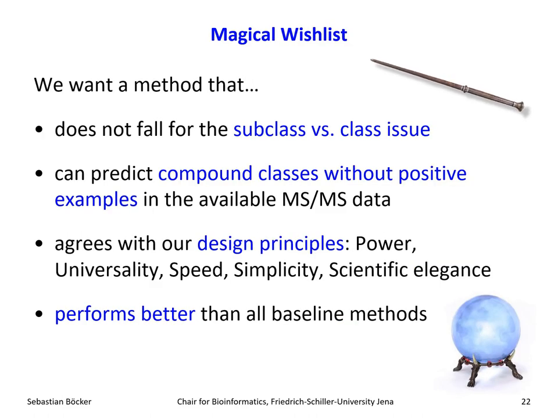So direct prediction has a few issues. If we could wish for anything that we want to, what would we wish for? Well, it's a magical wish list, so we don't have to care if this is possible or not. We would wish for a method that does not fall for the subclass or this class issue. But let's take that one step further. Let's say we also want a method that is capable of predicting classes for which we don't have any training data in our MS spectra. Nothing. Okay, not a single positive example. How is that possible? I don't care. It's a magical wish list. We are allowed to ask for everything.